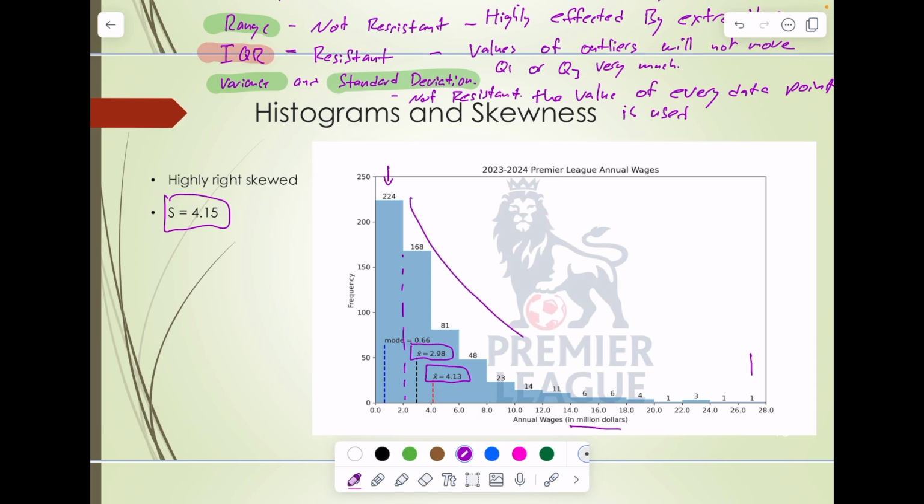Now, the thing to notice here is that this has what we would call a long tail. Okay, so the tail on the right is much longer than the tail on the left. There's hardly any tail on, there is no tail on the left. And so this is called right skewed. And that's generally how salaries tend to go.